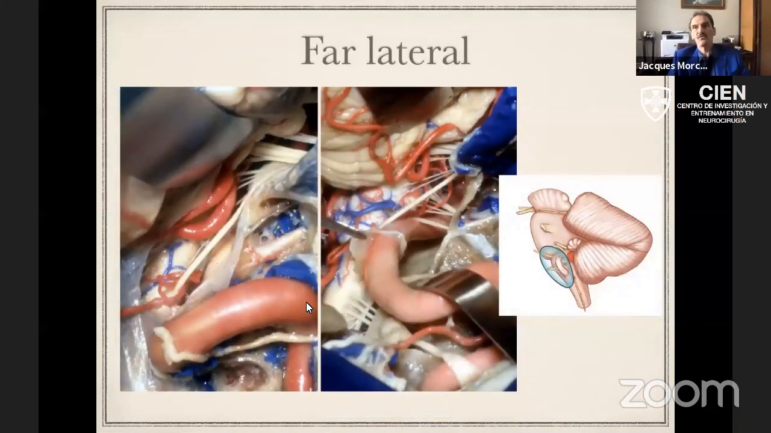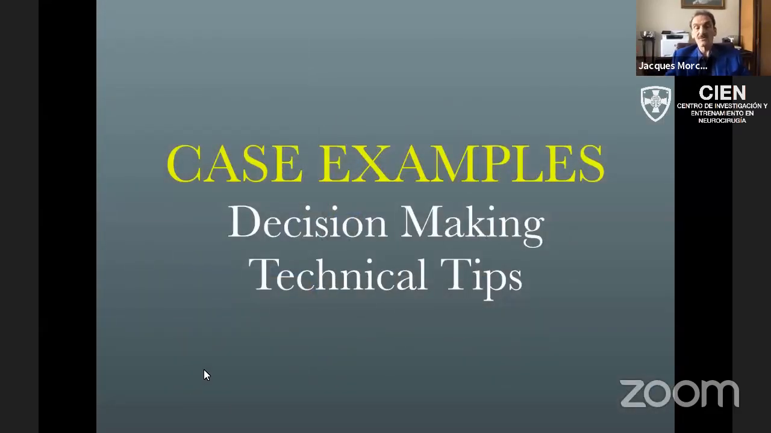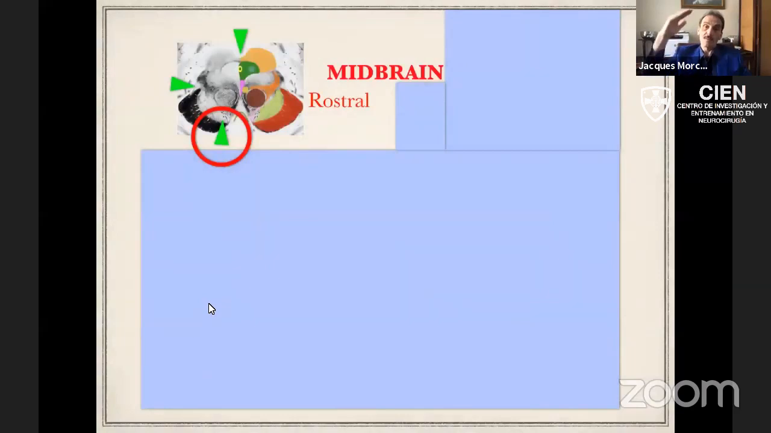Far lateral approach, very, very useful, extremely useful approach for the lower pons and the posterolateral or even anterior medulla. So the rest of the talk is case examples and decision-making and technical tips. So I'm going to take it section by section from top down, and I'm keeping my eye on the time. So if I notice I'm running late, I will skip a few videos.